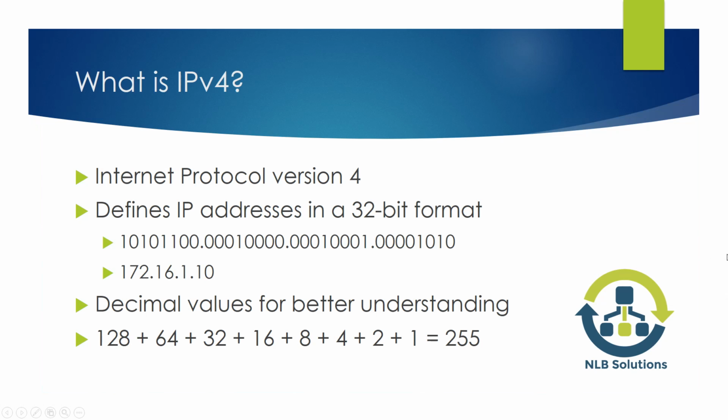So the IPv4 abbreviation stands for Internet Protocol version 4, and it's basically an IP address that is defined in a 32-bit format. The first example is the bit representation of an IP address, and the second example is a representation of the same address but in decimal values. And we use decimal values to make things easier to understand. Every administrator works with hundreds and thousands of IP addresses every day. So if we needed to remember the bit representation of every IP address, it would be a nightmare.